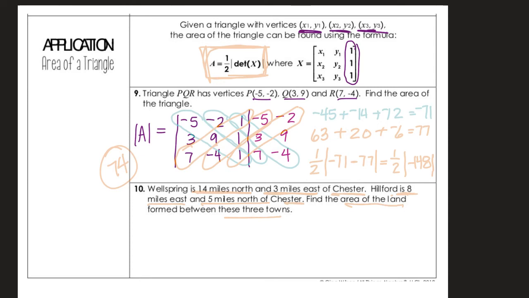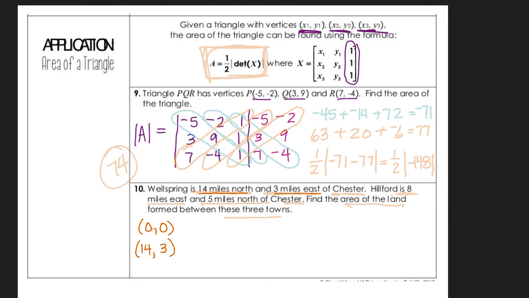So really, Chester, that's kind of the starting point, right? Everything's going from the point of view of Chester. So we're going to say Chester's ordered pair, well, that's where we're starting. So we're going to call that 0, 0. It's where you're starting from. And then notice that Wellspring is 14 miles north and 3 miles east. So that's going to be 14, 3.